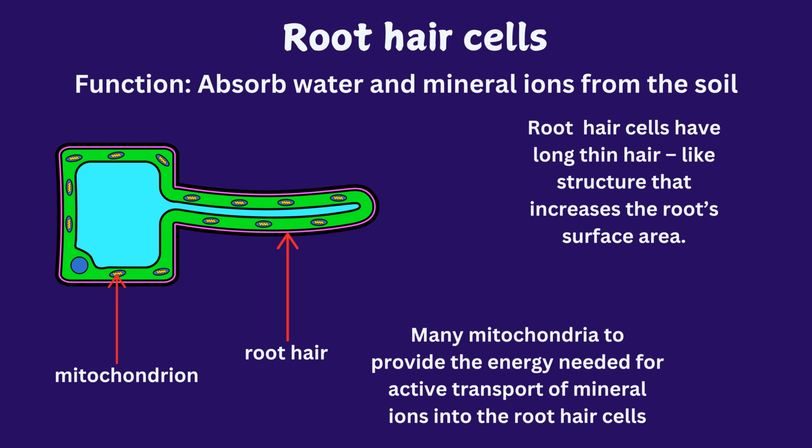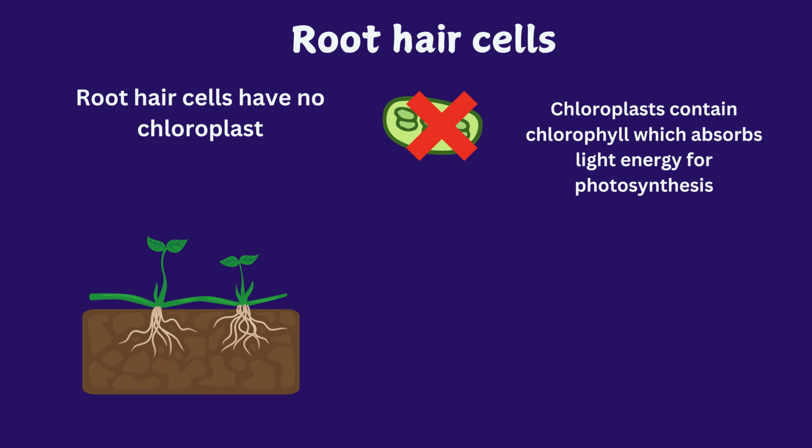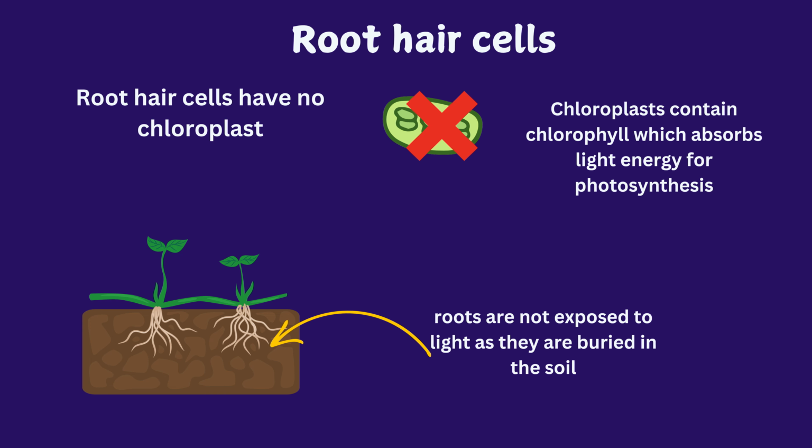The root hair cells have many mitochondria to provide the energy needed for active transport of mineral ions into the root hair cell. Root hair cells have no chloroplast. Chloroplast contains chlorophyll, which absorbs light energy for photosynthesis. Roots are not exposed to light as they are buried in the soil, and so it doesn't make sense for roots to contain chloroplast because that would be a waste of resources by the plant.